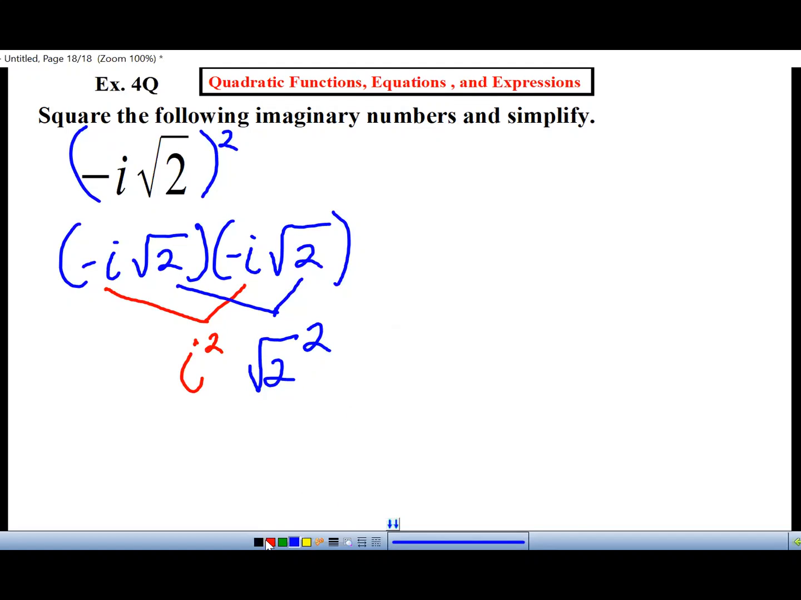Okay. So what do we know about i squared? Oh, that's -1, Mr. Q. Okay. And what do we know about squares and square roots? They cancel. So we're left with what? 2. So what is -1 times 2? That's -2. Kind of, sort of, yeah? Yes, Mr. Q. All right.